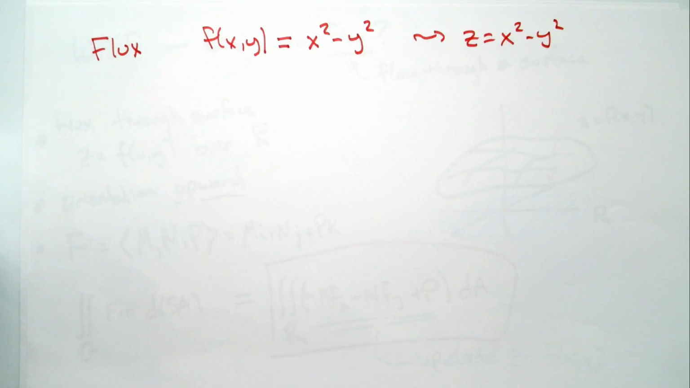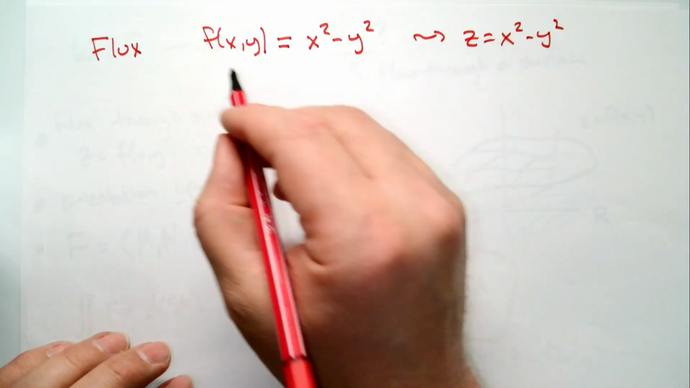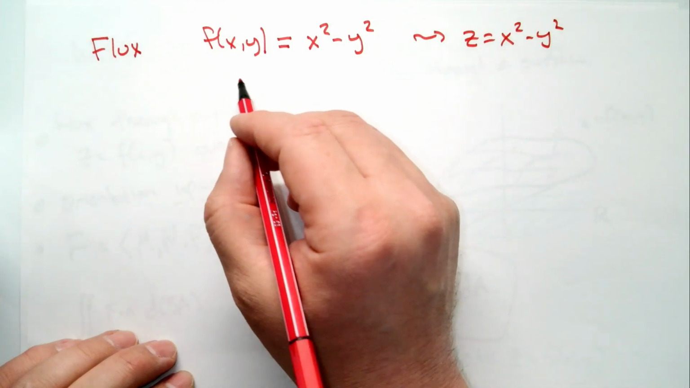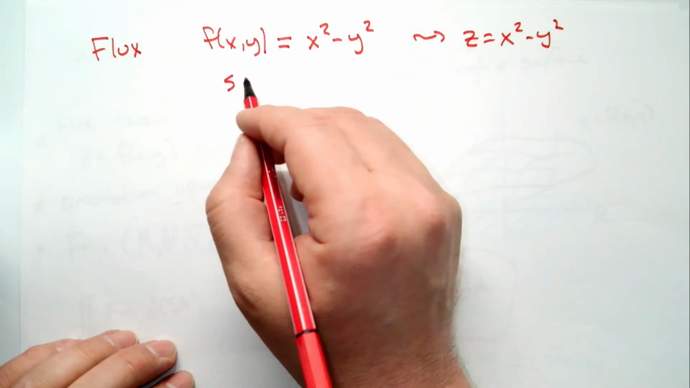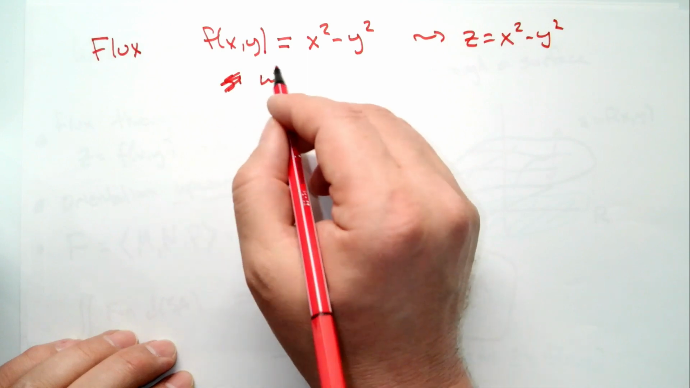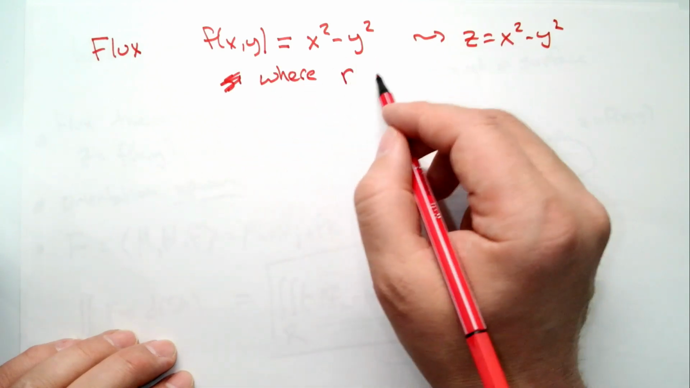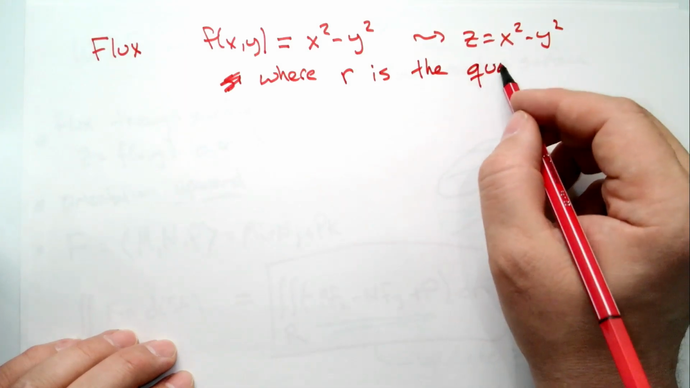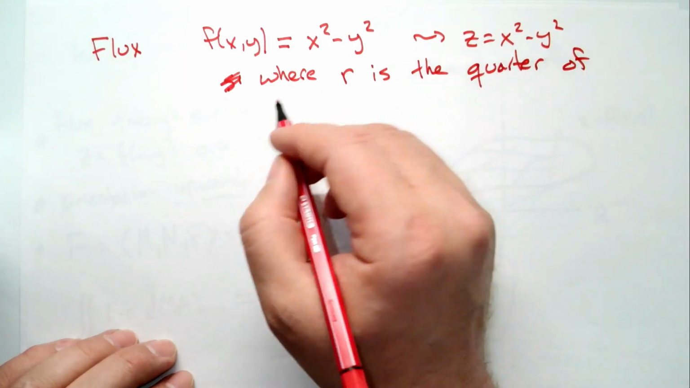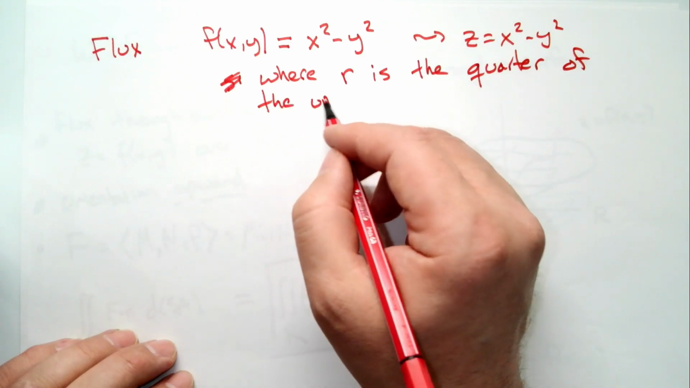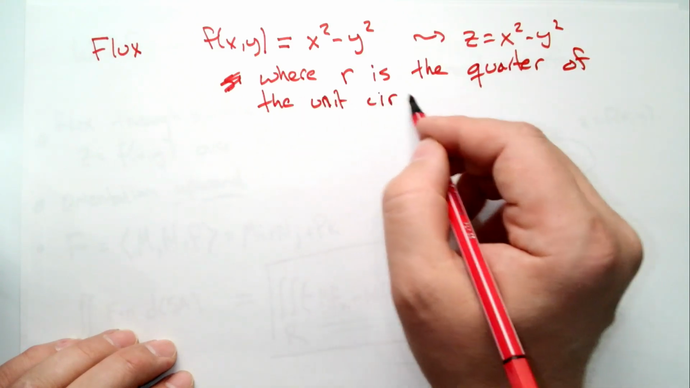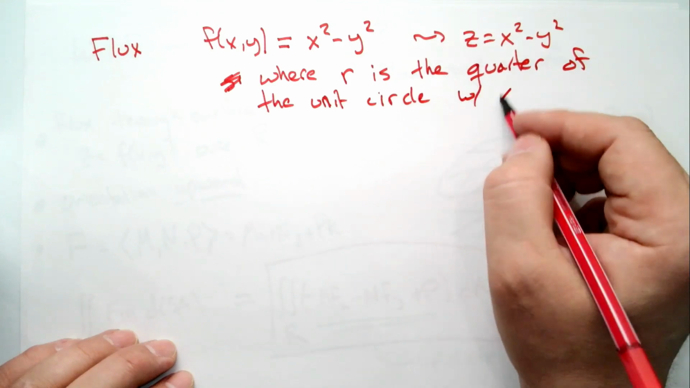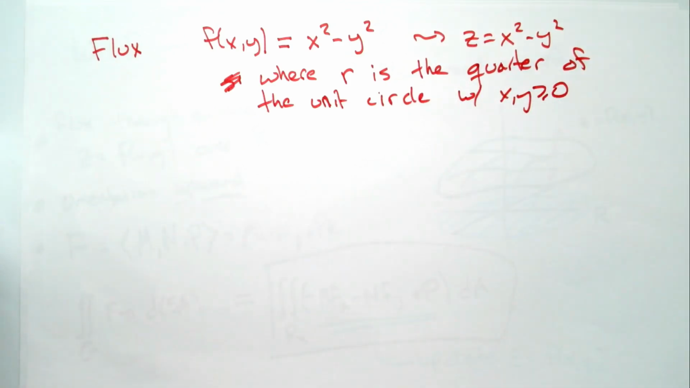Now this surface is, of course, defined over everything, so I have to specify a region R. So let's suppose R is the quarter of the unit circle with x and y greater than or equal to 0. Okay, so there I've now specified my R.